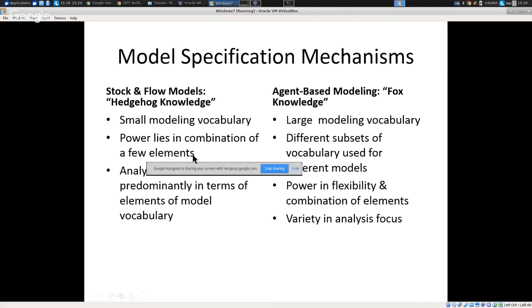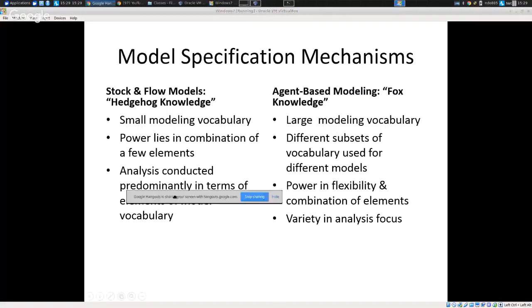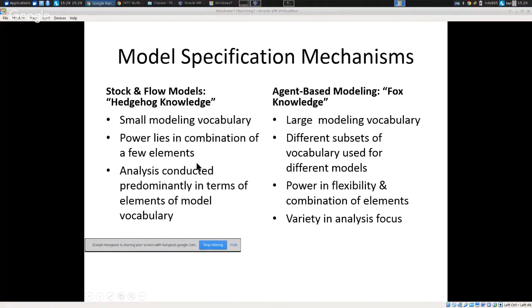and system dynamics is characterized by what I would call hedgehog knowledge. It knows just a few things really, really well. It has stocks, flows, and then a few derivative things, you know, well, it has constants, but a few derivative things like dynamic variables that are really not essential, but are conveniences.